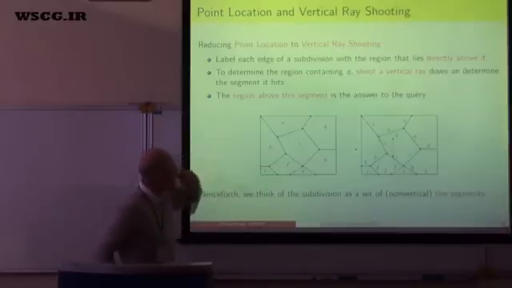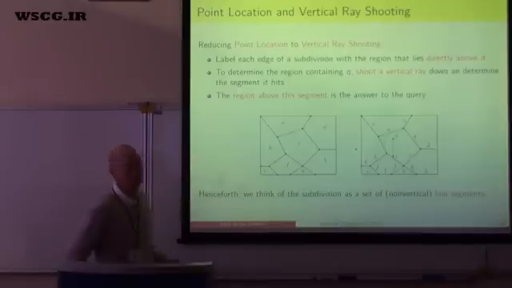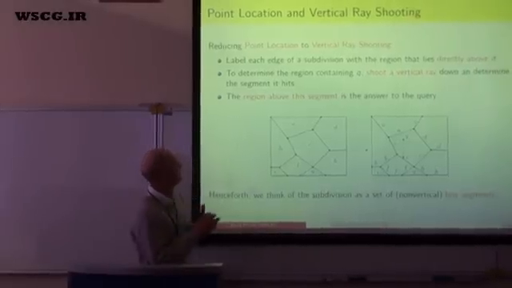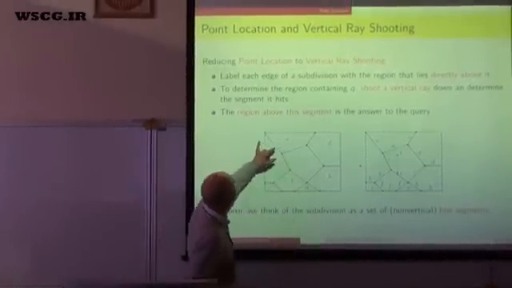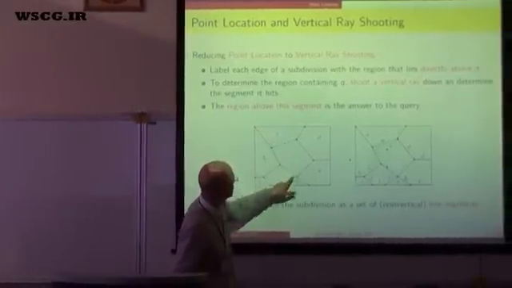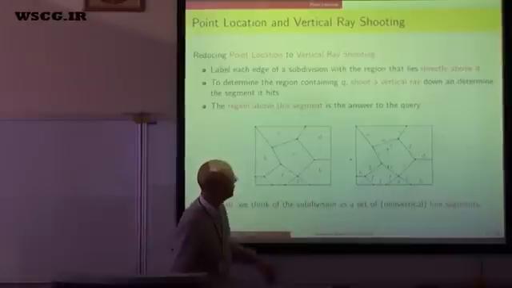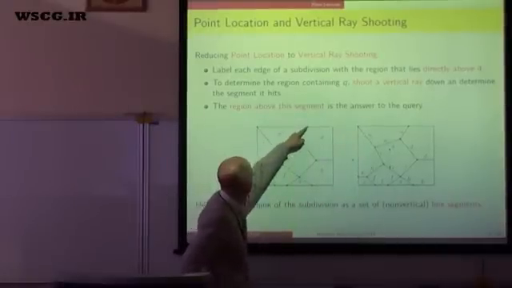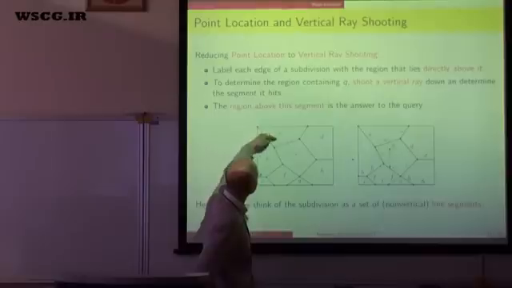The approach can be viewed as reducing the point location problem to a slightly different problem. We started with point location, but I want to reduce this to solving a different problem called vertical ray shooting. Vertical ray shooting is the following problem. I imagine that I take each one of these edges that label a region, and I project it down and label the lower edges of this thing with this guy. So A is going to be associated with this, this, and this.